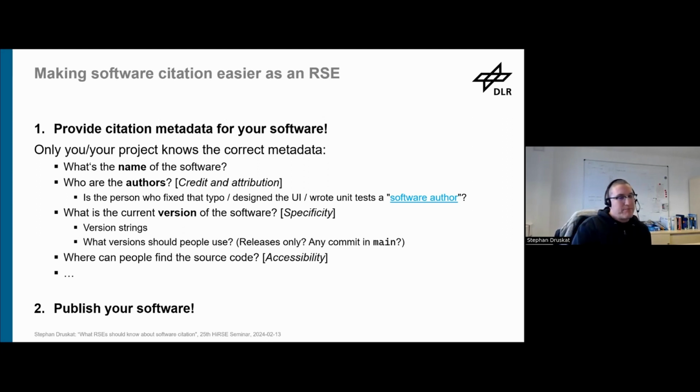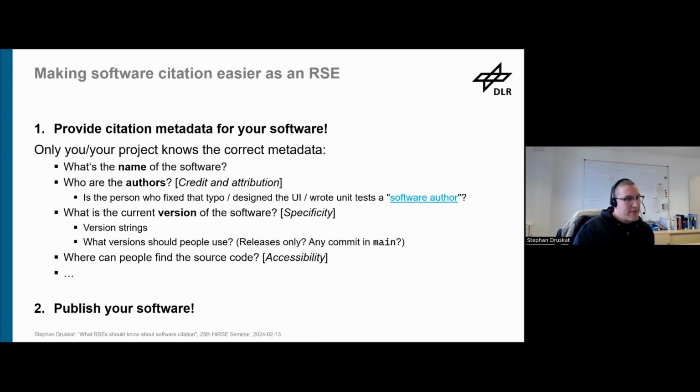Other things that you need to tell people is what the current version of the software is. Sometimes that can be found out by just looking at the commit history of a repository, if people use software straight out of a repository. But be specific. So actually use some sort of versioning scheme to provide versions of the software. Tell people what versions they should use. So should they only use released versions? Can they use anything? Because if they don't know, they will just do whatever they see fit. And that's sometimes difficult, especially in combination with providing the correct metadata. And let people know where they can find the source code to enable accessibility of your software.